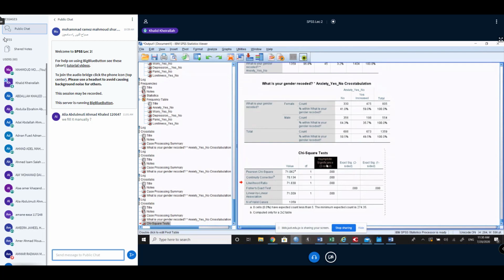Again, I'm not talking about the sample. I'm talking about drawing conclusions, inferential statistics, to the population.